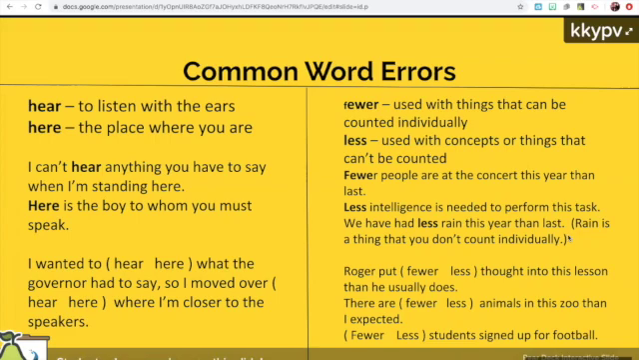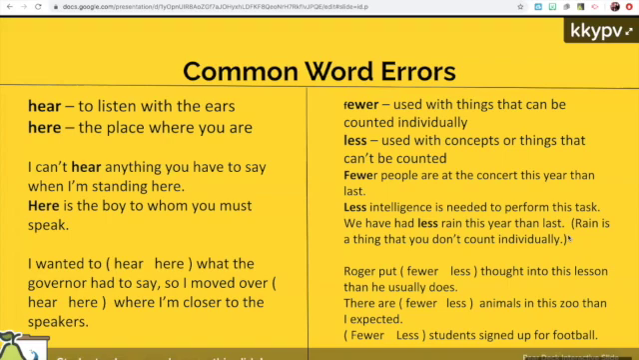So fewer people are at the concert this year than last. Well, you say fewer because you can count the people, right? But less intelligence is needed to perform this task. You can't really count intelligence, so you would say less instead of fewer. We have had less rain this year than last. Rain, you can measure rain, but you can't count it individually. You can't count it drop by drop, right? So it would be less instead of fewer.